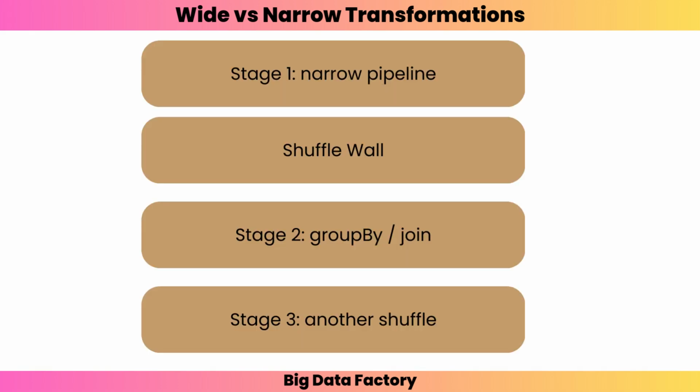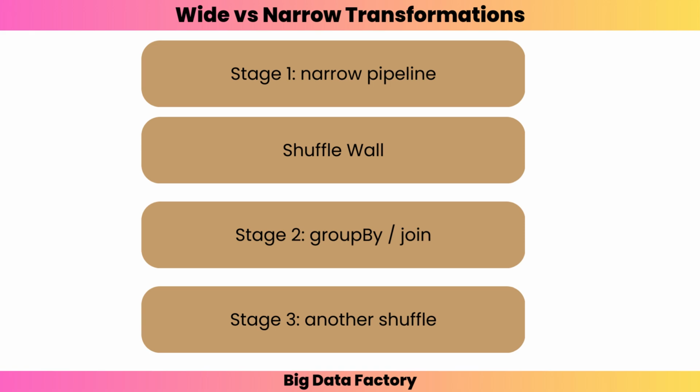Spark tries to execute transformations as a DAG, but it can only pipeline across transformations when dependencies are narrow. When a wide transformation appears, Spark hits a wall. It must finish one phase, write shuffle data, then start the next phase. That's why wide transformations create separate stages.